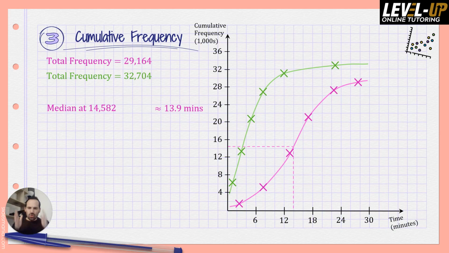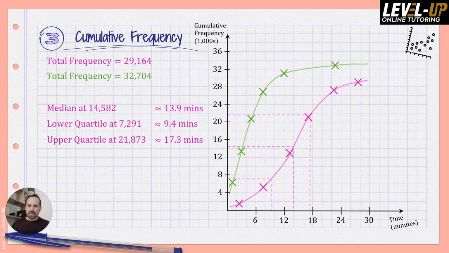And then we can do a similar thing with the lower and upper quartiles. Again, it's going to be the 25% point and the 75% point. We can calculate what value in the cumulative frequency that's going to be: 7,291 and 21,873. We can just read across until we hit the graph, go down, and it will give us the corresponding time that represents that point. So that then allows us to estimate the quartiles.